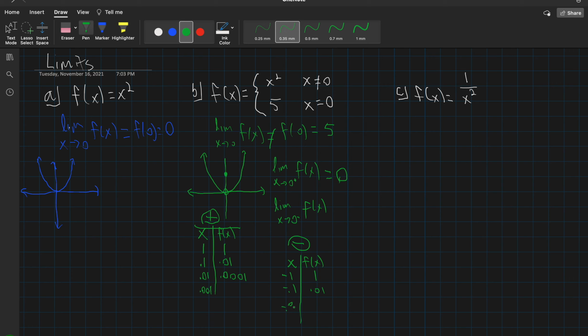And the idea here is that when we square anything, it's just going to be the positive version. So we're actually going to have the same kind of table with the negative values, because our function is x squared when x isn't 0. So we see that this is equal to 0. And now we see that our left-hand and right-hand limits agree on a finite value, and that value is 0. So we can finally conclude that the limit as x approaches 0 of f of x is equal to 0.